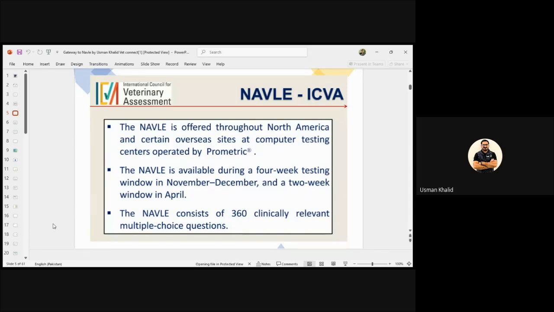So with NAVLE, they are now creating a third window as well. Before this, there were two windows. So now they will be increasing that. That's a good thing as well, because you can repeat, or you have multiple options. For example, you are not good at your preparation and you want to go for the next window, so it will be good. Otherwise, you have to wait for maybe a year or maybe 6 months to appear.